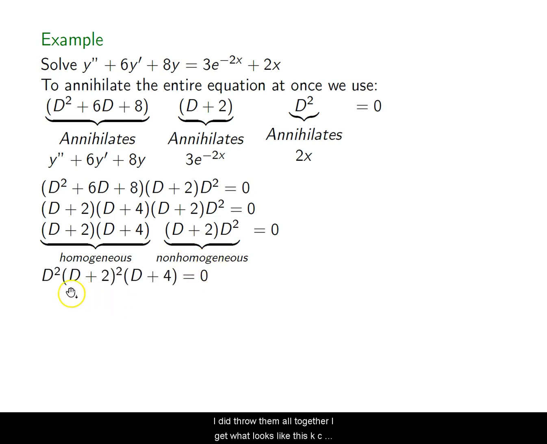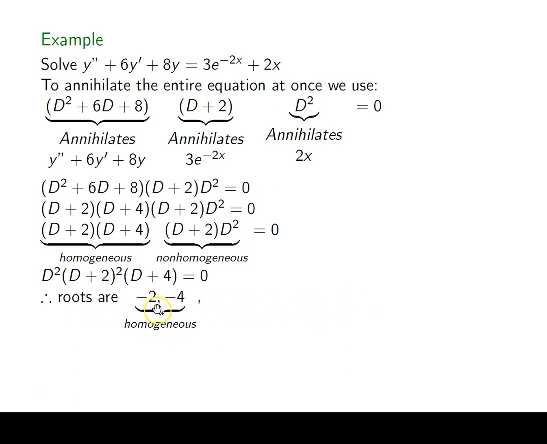If I do throw them all together, I get D squared, D plus 2 squared, D plus 4. So we have some repeated roots. Remember, when you repeat roots, they start to bump up times x, times x squared, times x cubed, etc. My roots for the homogeneous portion are -2 and -4, and for the non-homogeneous portion, -2, 0, and 0, because there are two zeros here.